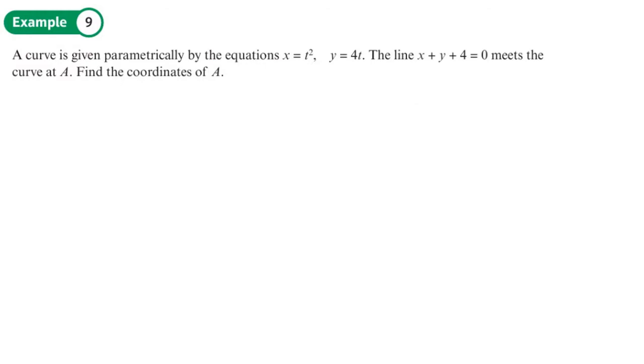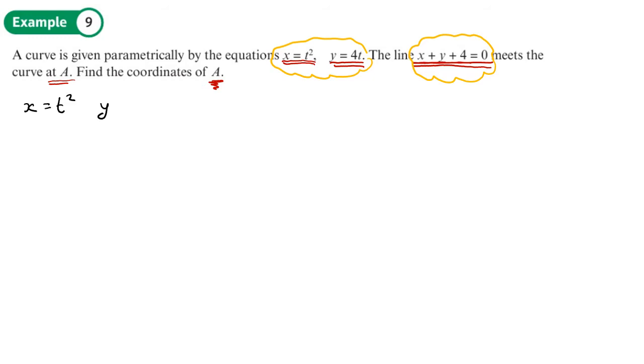Right, here we have another set of parametric equations. It says the line x plus y plus 4 equals 0 meets the curve at A. Find the coordinates of A. So this is about finding where this parametric equation and this equation meet. So step number 1 is to turn the parametric equation into a Cartesian equation so that we can solve simultaneously. I would probably make t the subject of this one.